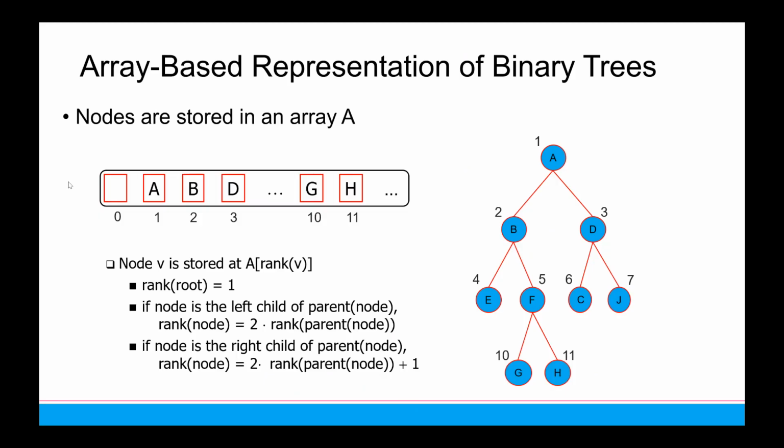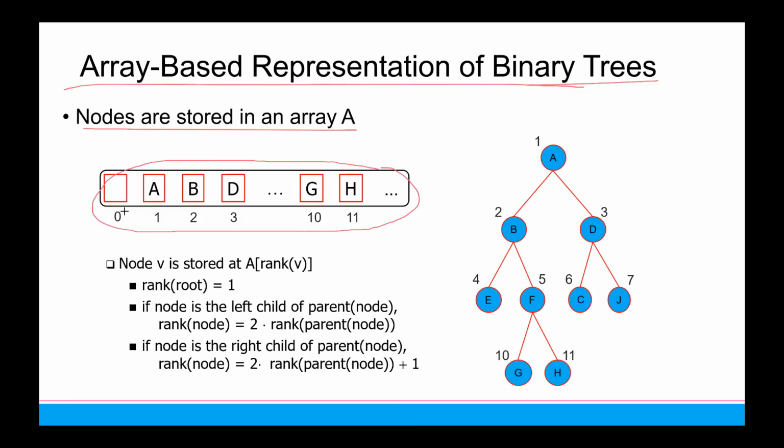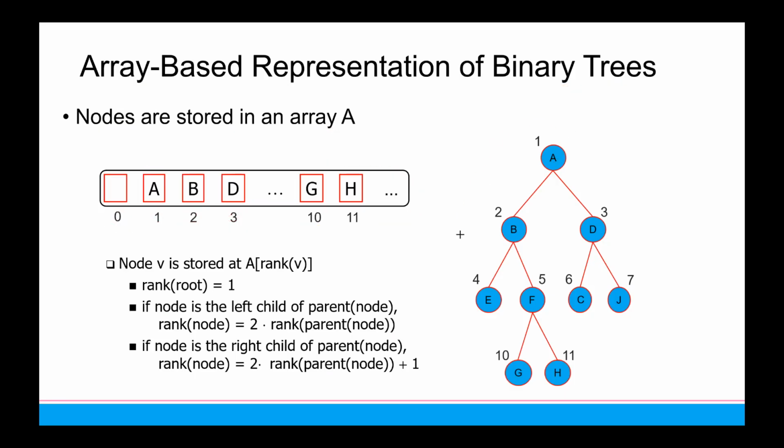We can also use an array to represent the binary tree. In order to represent the binary tree with an array, we need to know how to store the nodes in the array. If you still remember, an array uses the index 0, 1, 2, 3, and so on. Now let's say I have this binary tree.